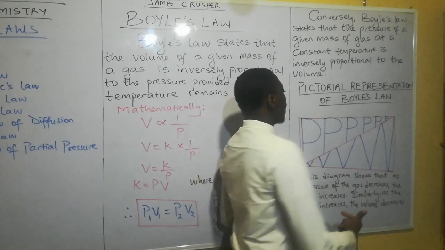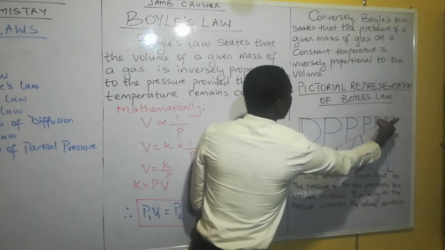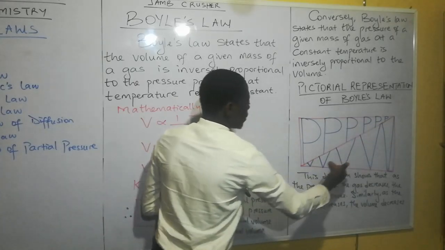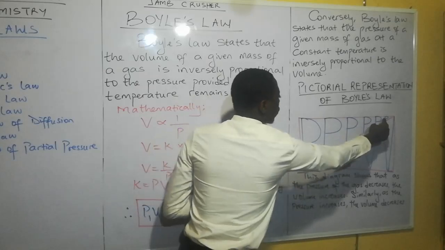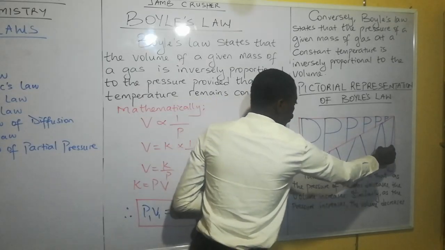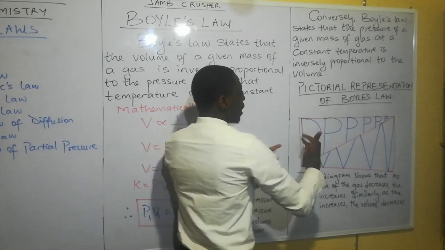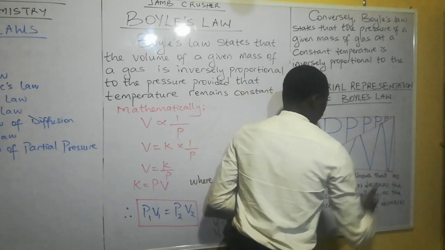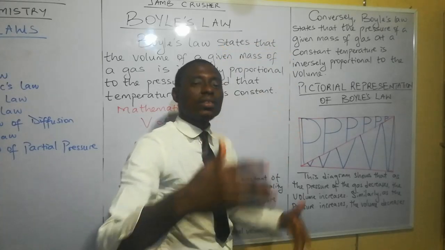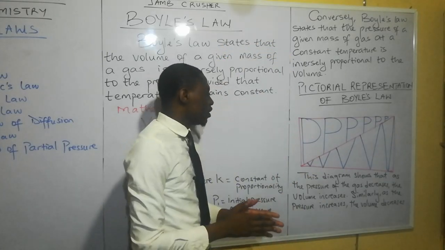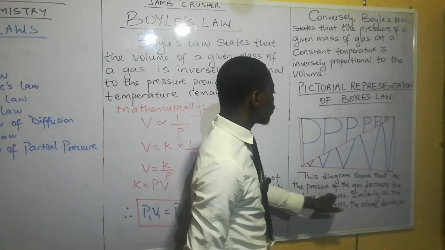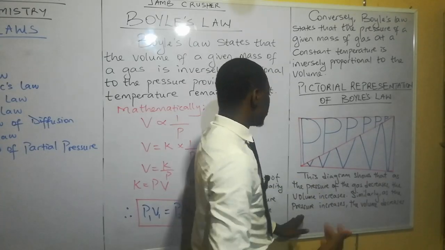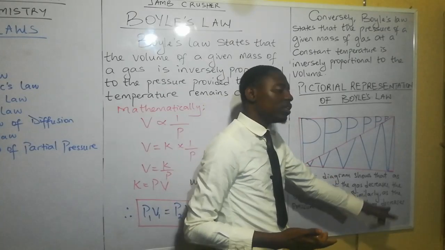Or we can say it this way: as the pressure is increasing from right to left, the volume is decreasing. Or you could say, as the pressure is decreasing from left to right, the volume is increasing. Whichever way you look at it, one is decreasing while the other is increasing. So the diagram shows that as the pressure of the gas decreases, the volume increases. Similarly, as the pressure increases, the volume decreases.